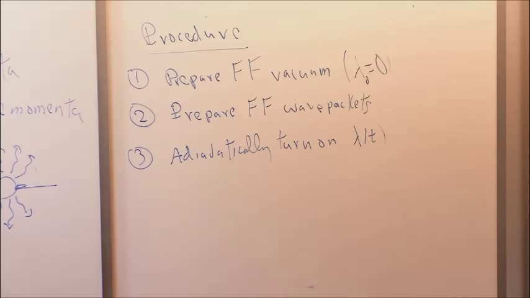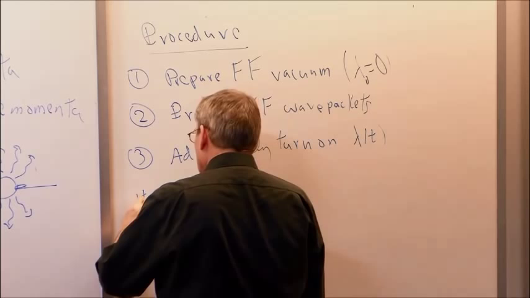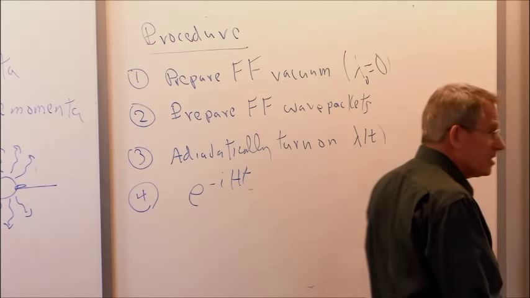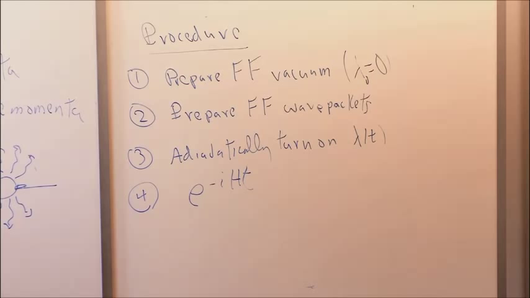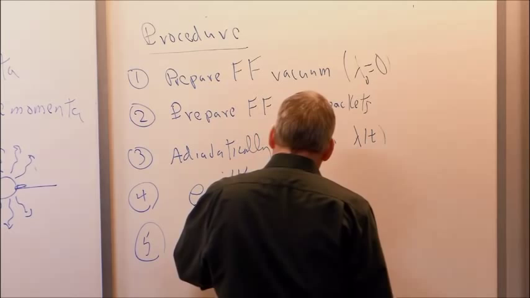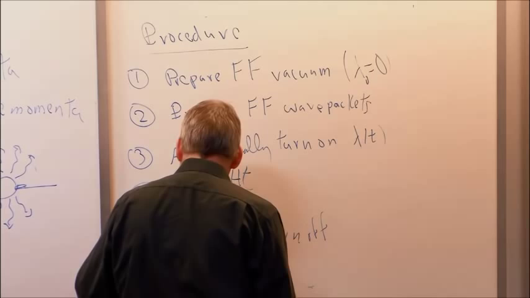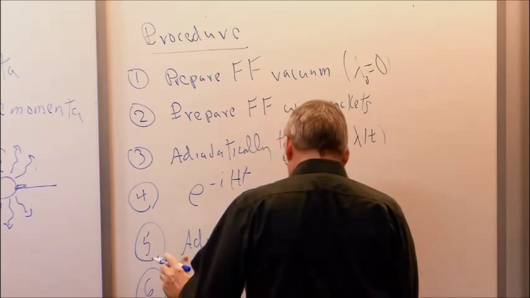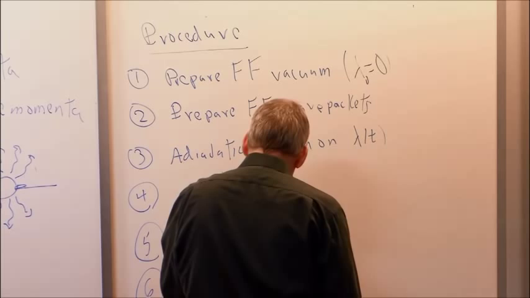And then once we have the interaction turned on, we can evolve using the Hamiltonian for some finite amount of time until we're ready to read out the results of the collision. One way we can do that is to again do an adiabatic turn off of the interaction, sending lambda slowly back down to zero, and then finally measure the field modes to find the momenta in the final states.